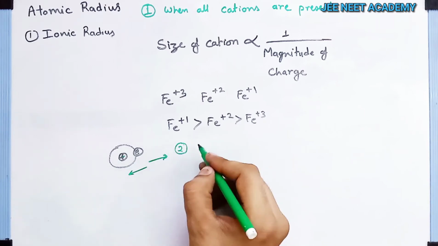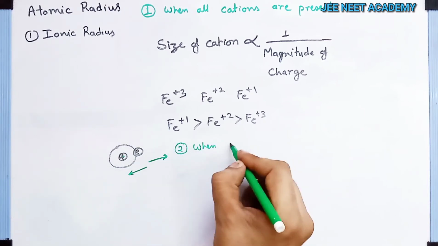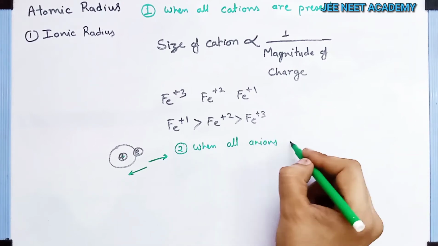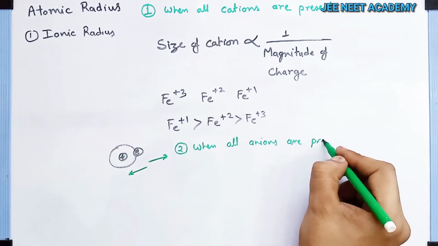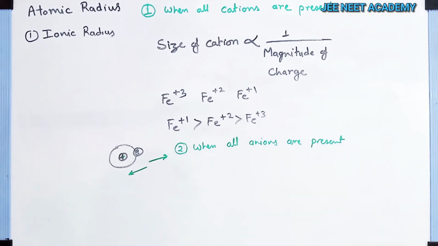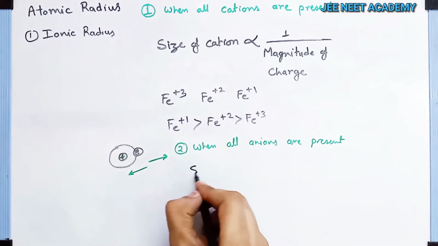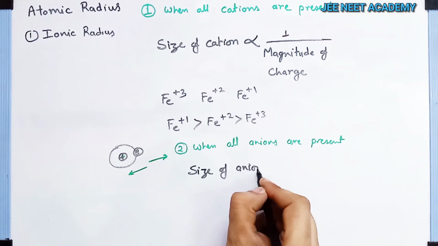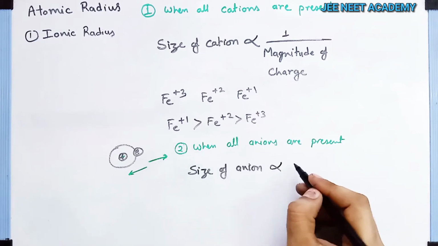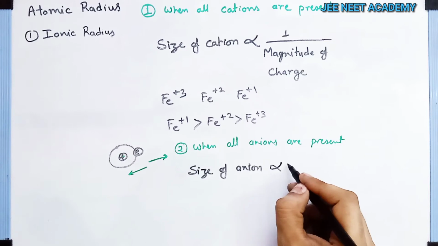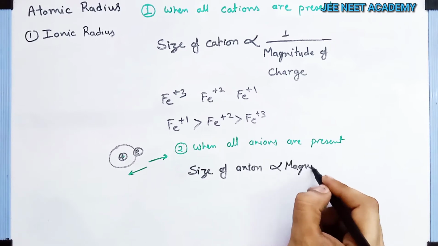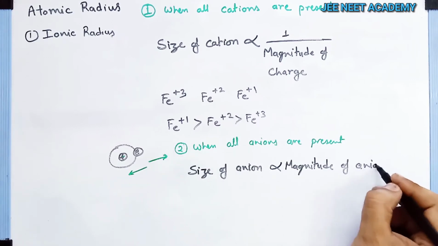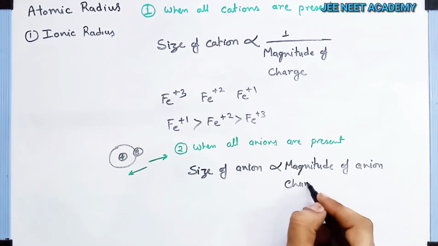Second, when all anions are present, the size of anion is directly proportional to the magnitude of anion charge.